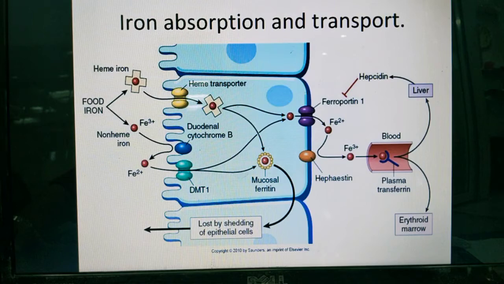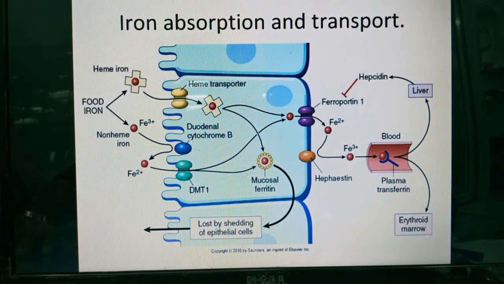This is the photomicrograph showing the absorption and transport of iron. The iron is absorbed and transported to the mucosal cells in the ferrous state, where it is converted to the ferric state. The ferric iron binds with apoferritin and transferrin, and is then transferred to plasma. In plasma, it binds to the transport protein transferrin.